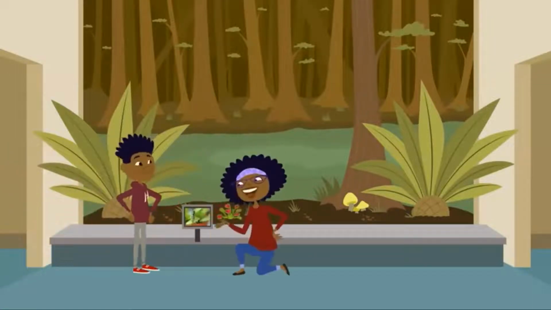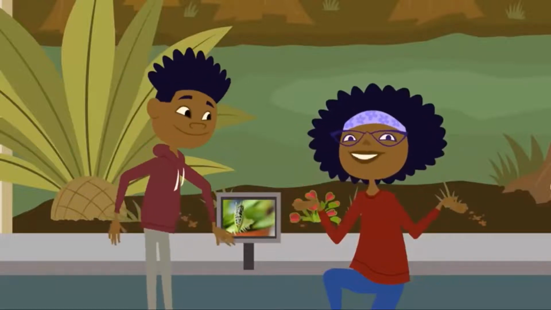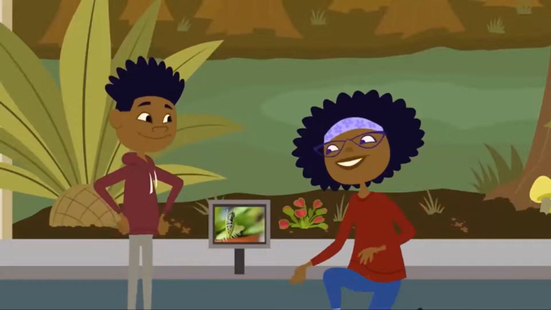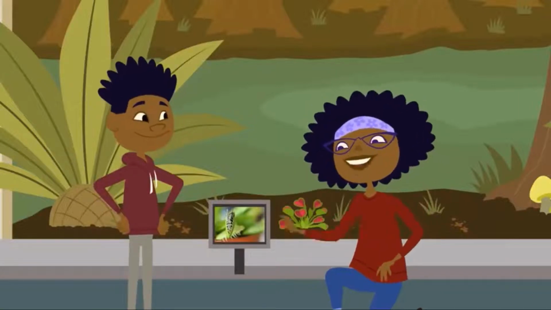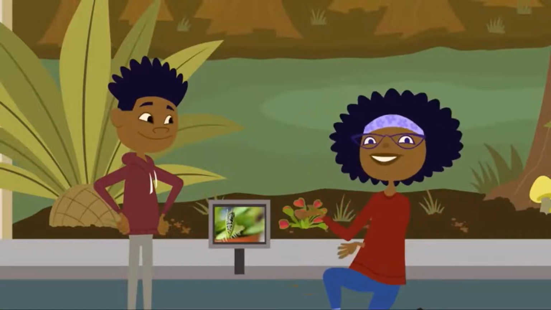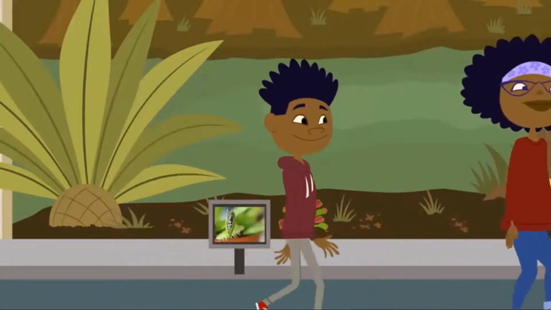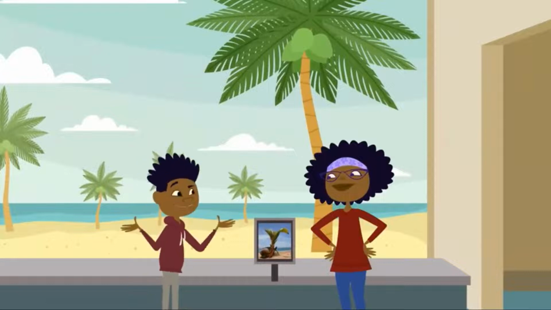This plant is called a Venus flytrap, and it's one of the few plants that actually eats its food. Wow, that plant eats food just like you and me? It sure does. The Venus flytrap grows in places where the soil doesn't have all of the nutrients it needs to survive. So the Venus flytrap can capture and eat insects. That looks like the palm trees I see at the beach.